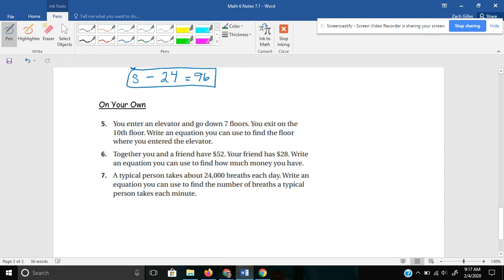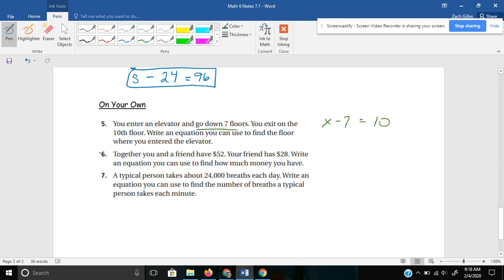All right, number 5, you entered an elevator and go down 7 floors. You exit on the 10th floor. Write an equation you can use to find the floor where you entered the elevator. This is very similar to the last problem. You're trying to find where you entered. We don't know what that is, so we call it a variable x. And you went down 7 floors, so minus 7 should equal where you got off, which is the 10th floor. X minus 7 equals 10.